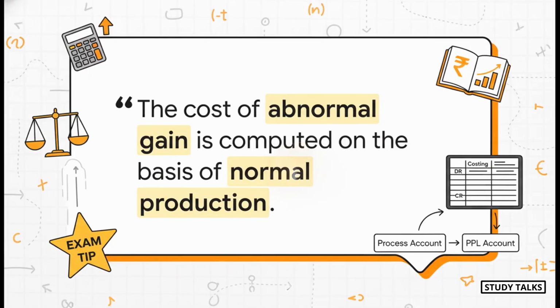So how do we value this unexpected gain? Here's the simple rule. You value it at the exact same cost as a good, finished unit. That's it. You use that exact same critical cost per unit formula we just perfected. No new calculations, nothing fancy. An abnormal gain unit is valued just like a normal good unit.